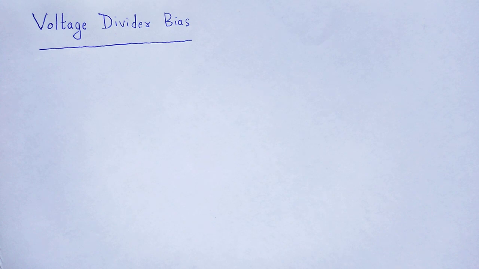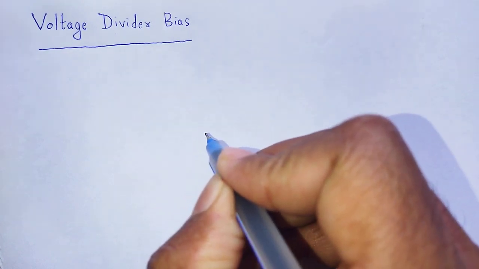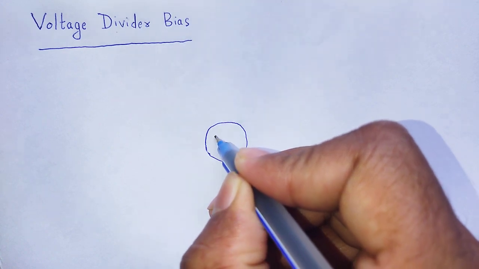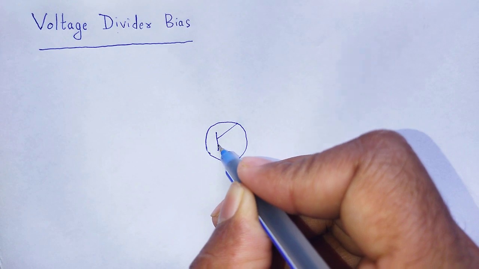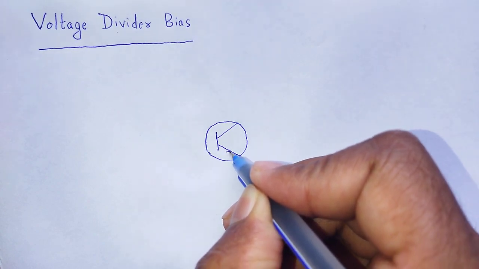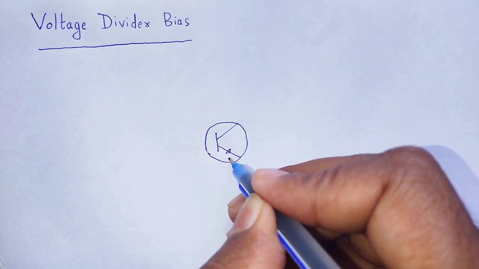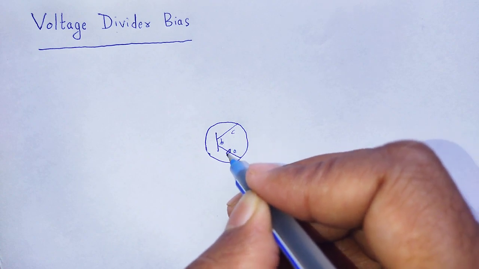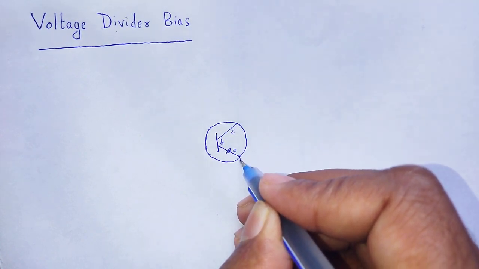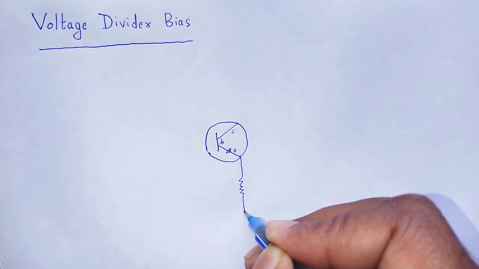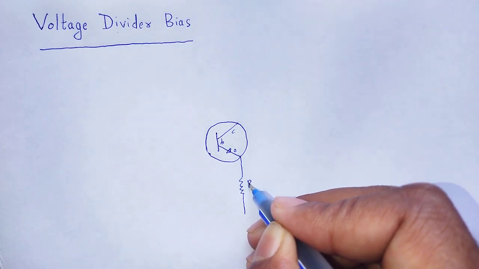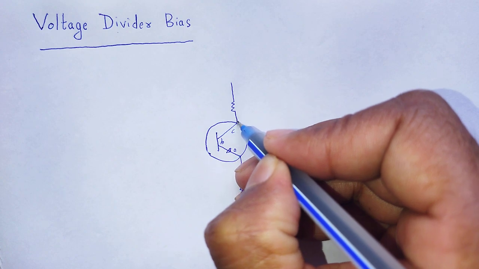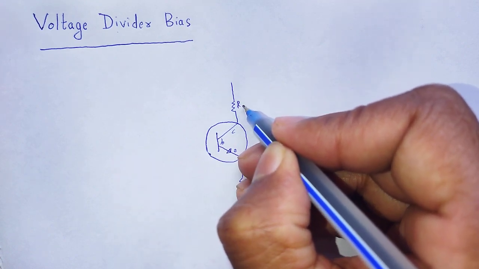To study voltage divider bias, we have to consider an NPN transistor that is under common emitter configuration, that is emitter, base and collector for that of NPN transistor. That resistance Re, the resistance Rc.